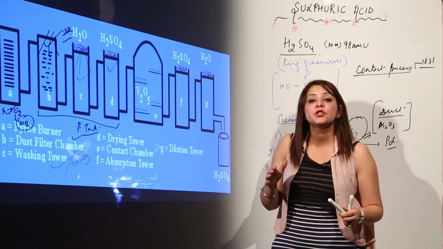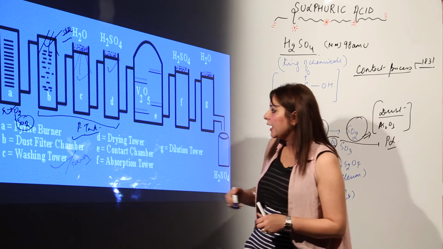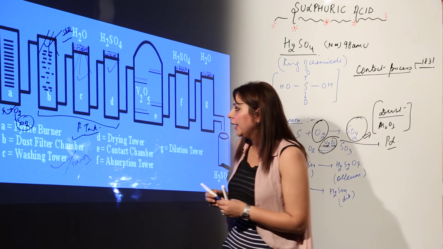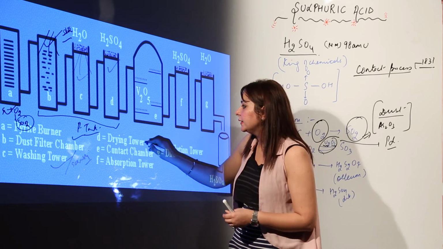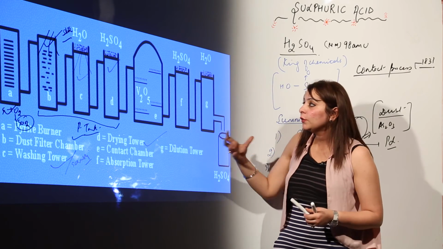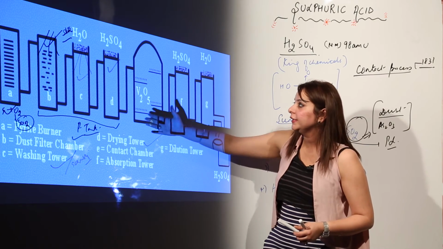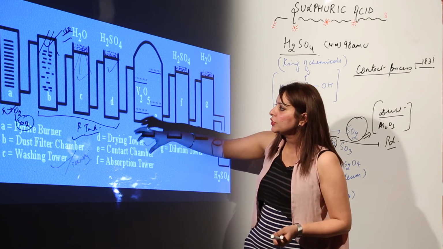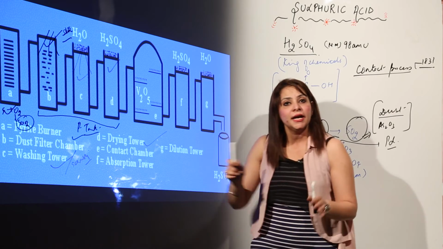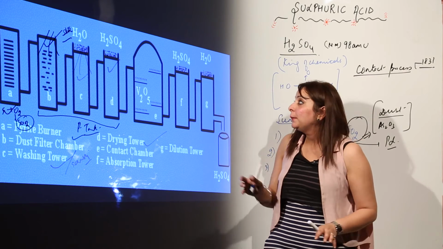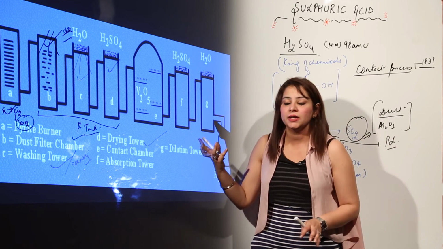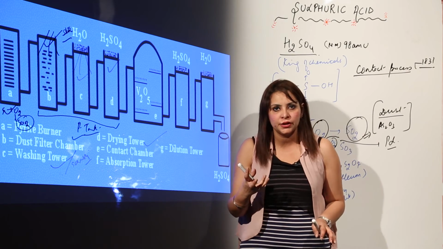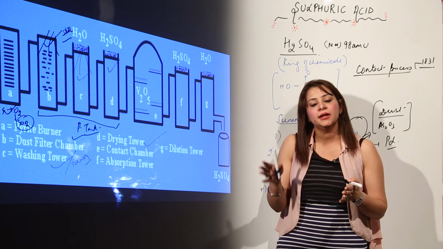This is called the drying tower, right? So the D1 is called the drying tower. So what is occurring in the D tower? The SO2 which is traveling from C to D is free from the impurities, right? But it still contains moisture, right? So that needs to be separated out, right?